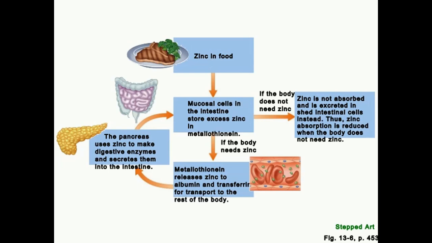From here, zinc is further transported to the pancreas. The pancreas uses zinc to make digestive enzymes and secretes those enzymes into the intestine for further digestion and absorption. If the body does not need zinc, zinc is not absorbed and is excreted in shed intestinal cells. Zinc is excreted via urine, bile, in pancreatic fluids, and in milk of lactating mothers. As we see here, zinc absorption is reduced when the body does not need zinc.